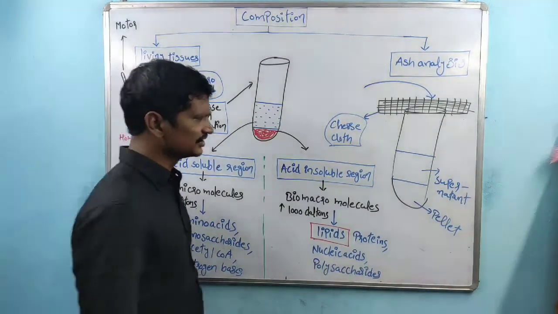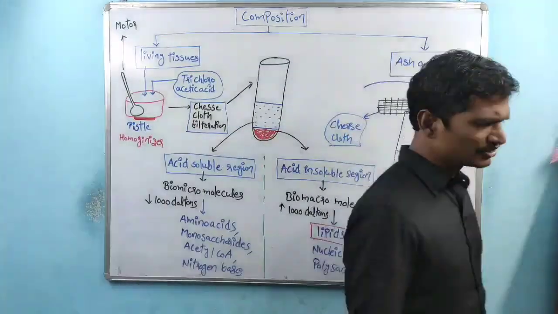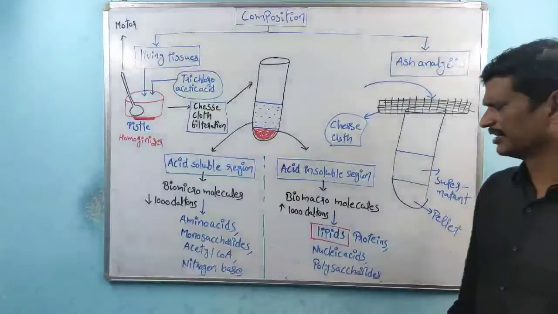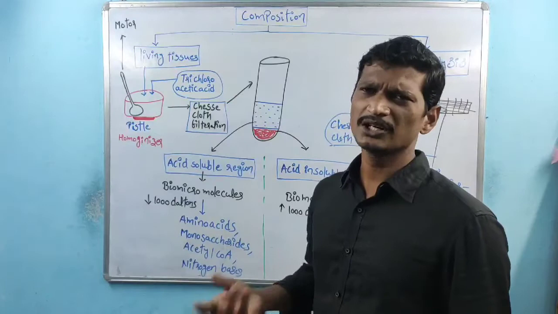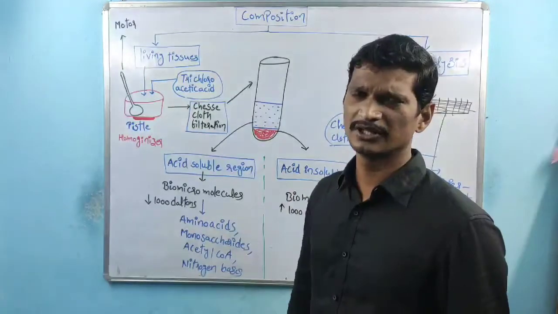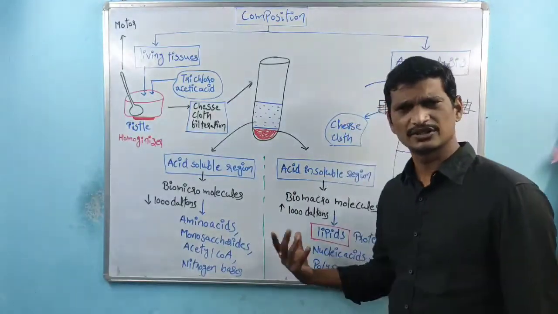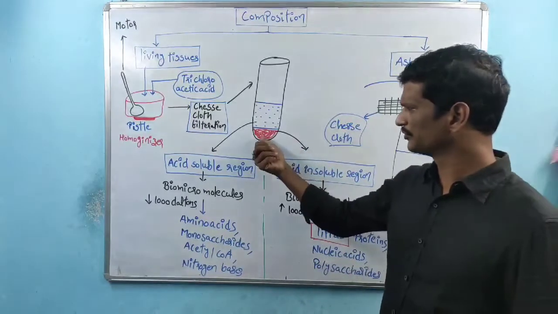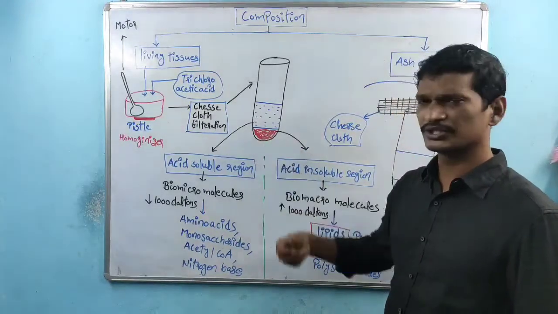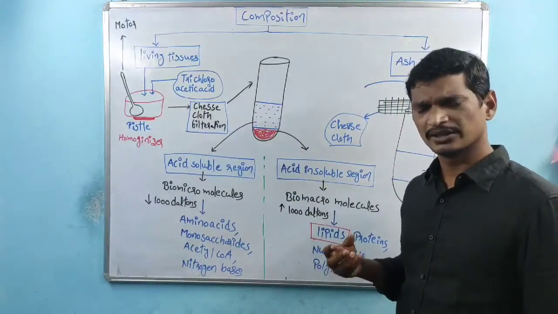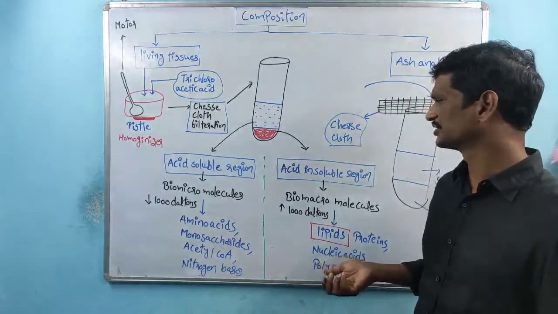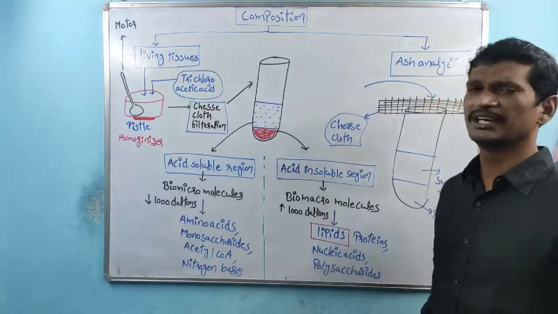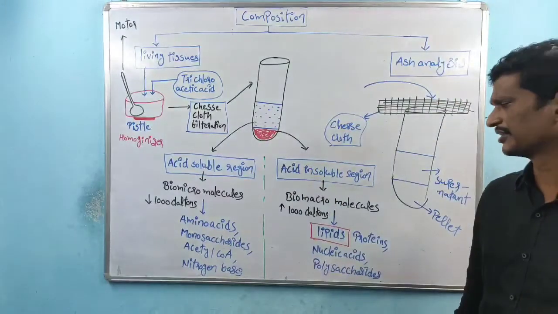The other side is the acid insoluble region. All of you remember, insoluble means the components are not soluble in the acid. Those are the compounds present on the lower side, which are not soluble. That's the reason why this region is called the acid insoluble region, right?